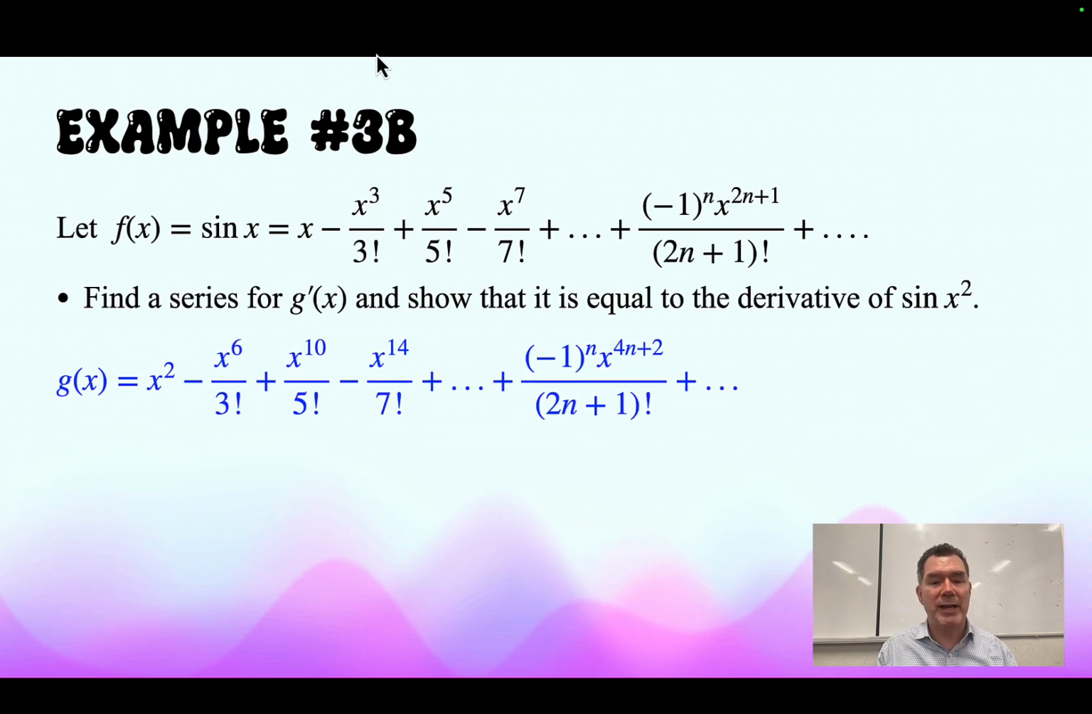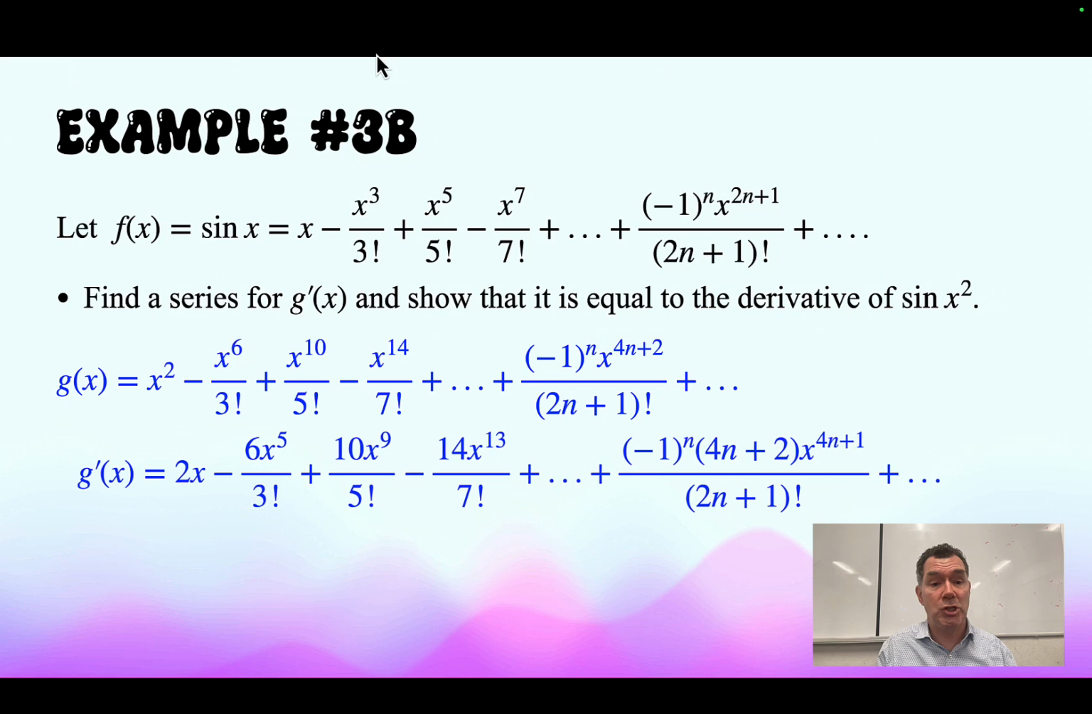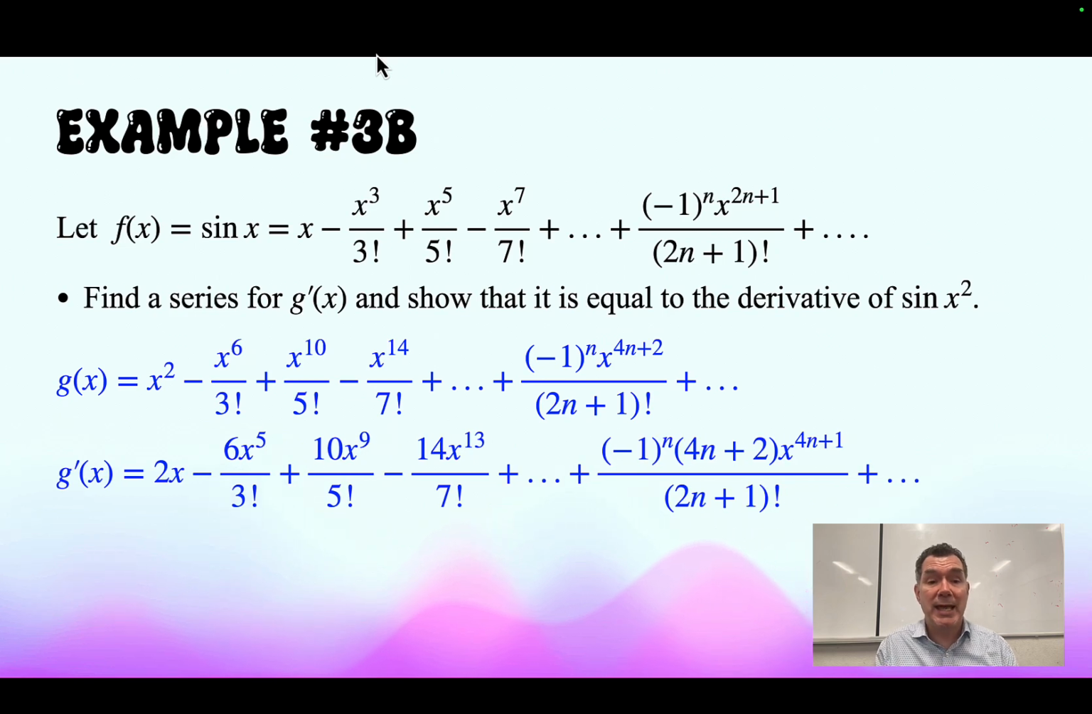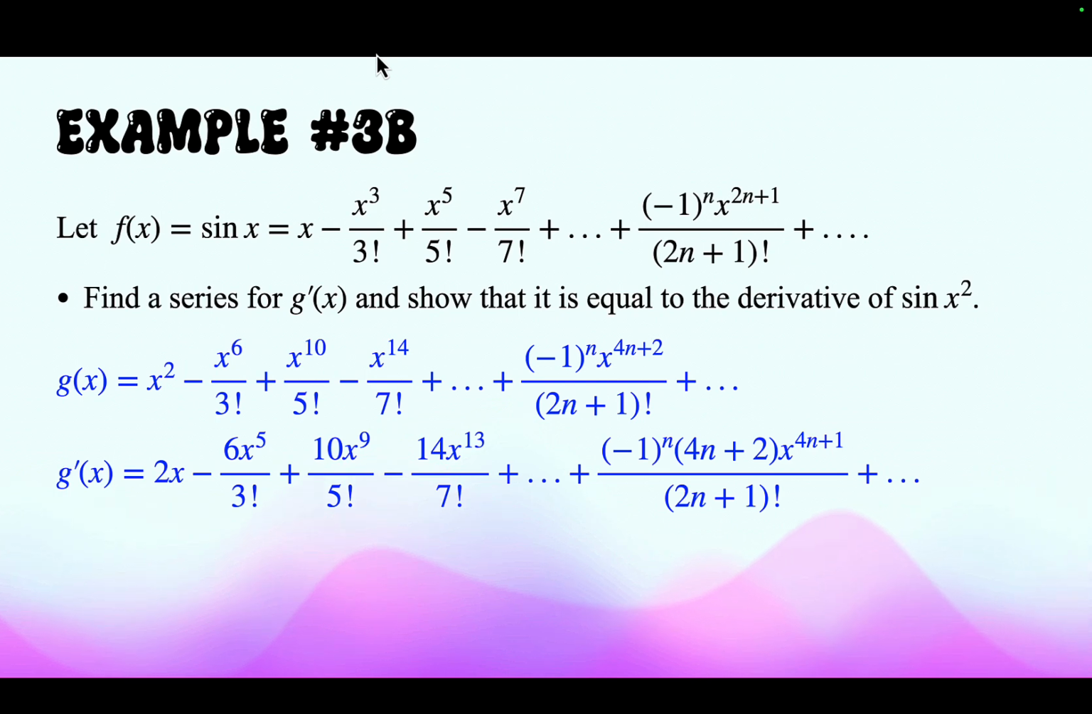So this is what g of x looked like from the previous slide. So I'm just going to take the derivative term by term. x squared is going to become 2x. x to the 6 over 3 factorial is going to be 6x to the 5th over 3 factorial. So I'm just taking the derivative of the numerator and dividing it by the same numerical denominator, even in the general term. That 4n plus 2 comes down as a multiplier, and the new exponent is 4n plus 1. So that's the derivative right there.